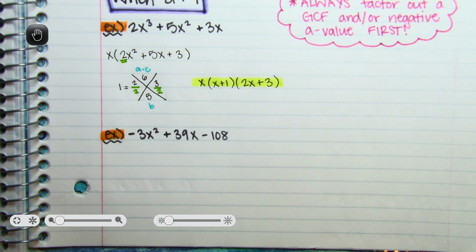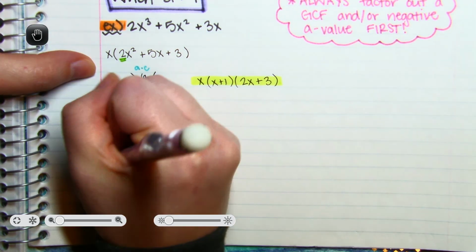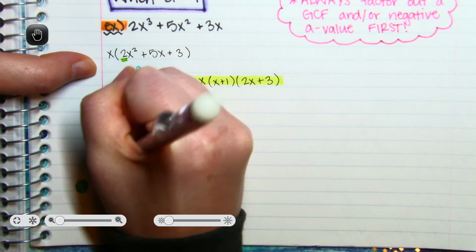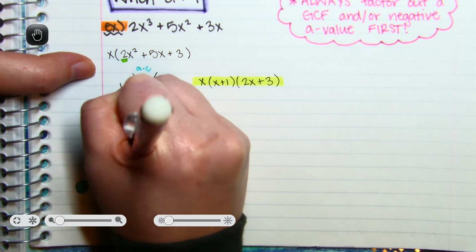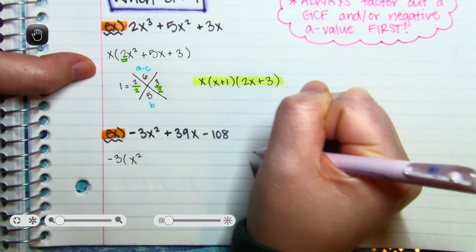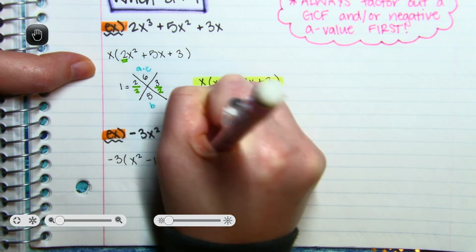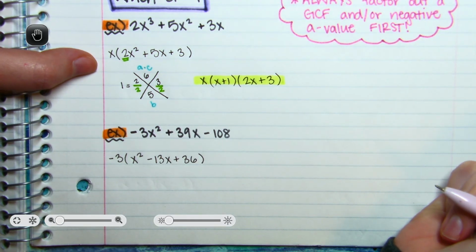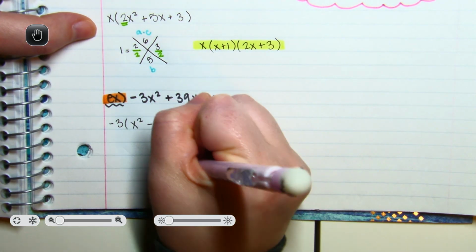Last example of the day. What do I need to do first? You should have said factor out the negative a value and the GCF, or some other way of saying that same thing in other words. So negative 3, because the negative always has to get factored out, and then 3 is also a GCF. So we'll be left with x squared minus 13x plus 36, because all of our signs will flip. And then, scoot that down a little bit. And then we do our big X.